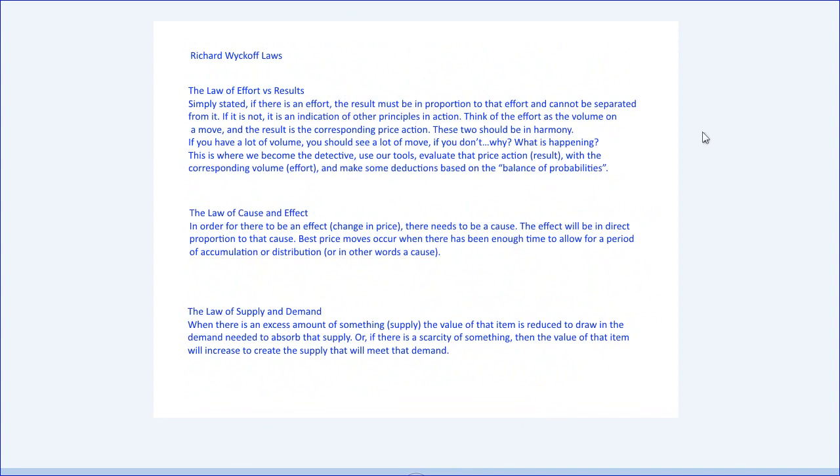What this basically means is if you've got a high volume and you haven't got a relatively well-performing price action, then maybe that high volume is not all demand. Maybe it's something else. There's something else going on. So what we want to see is a relative volume to relative action.